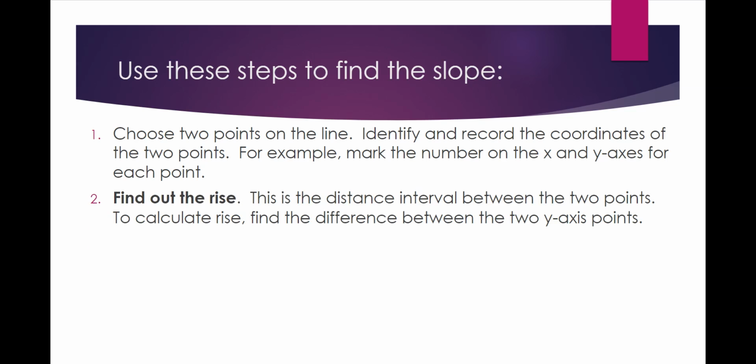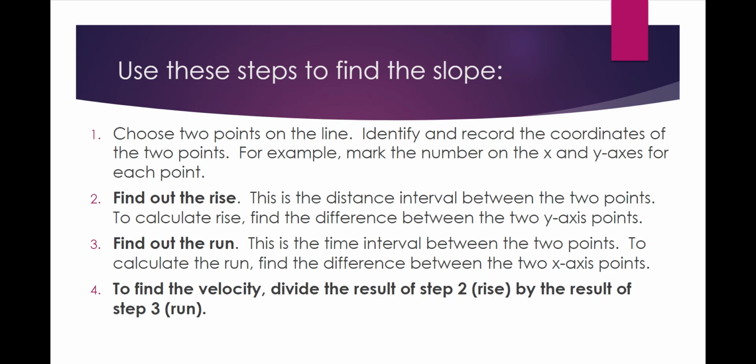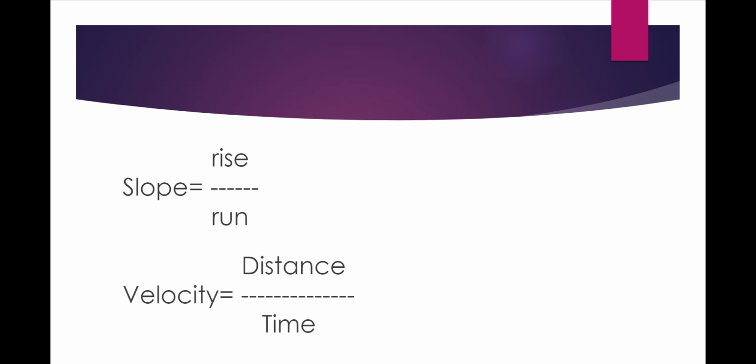2, find out the rise. This is the distance interval between the 2 points. To calculate rise, find the difference between the 2 y-axis points. 3, find the run. This is the time interval between the 2 points. To calculate the run, find the difference between the 2 x points. 4, to find the velocity, divide the result of step 2, the rise, by the result of step 3, the run. So you can see this representation here.